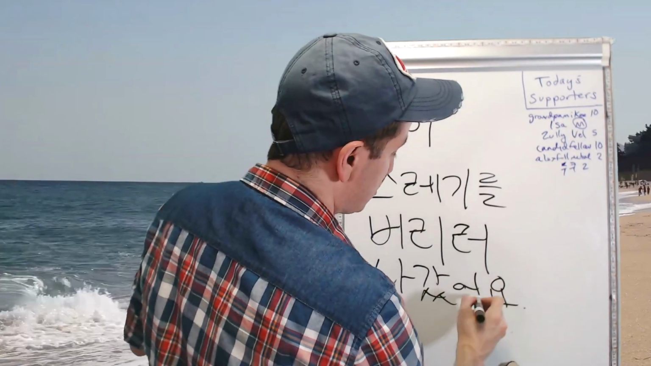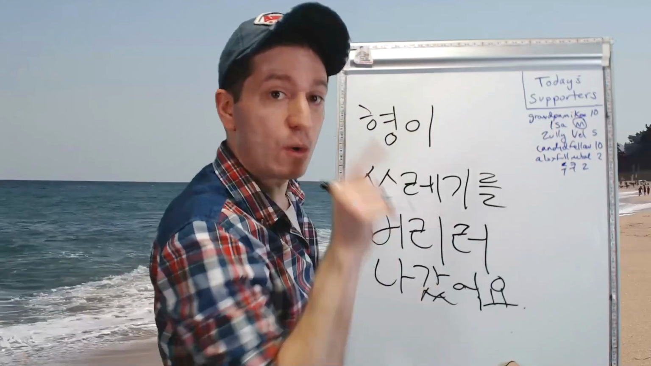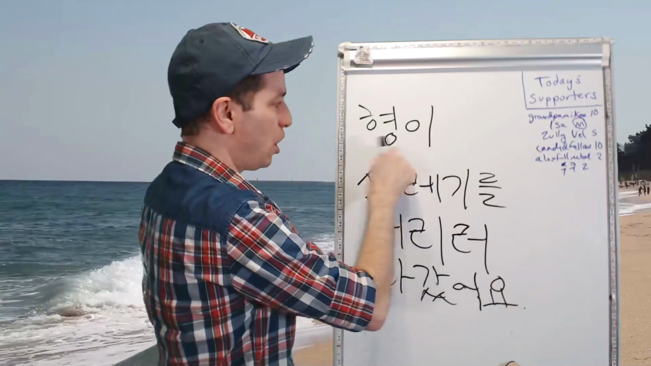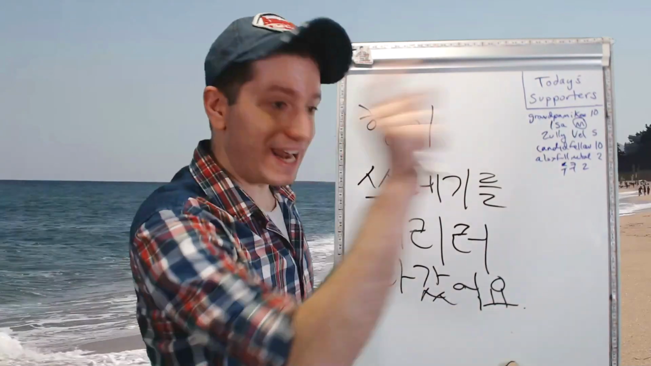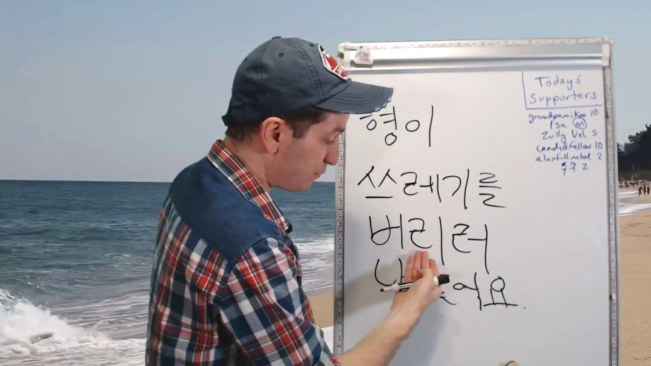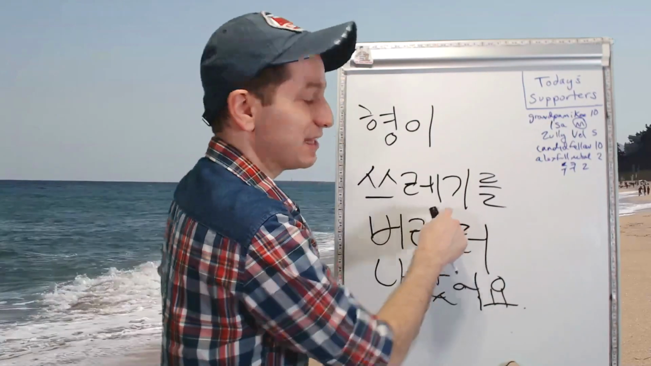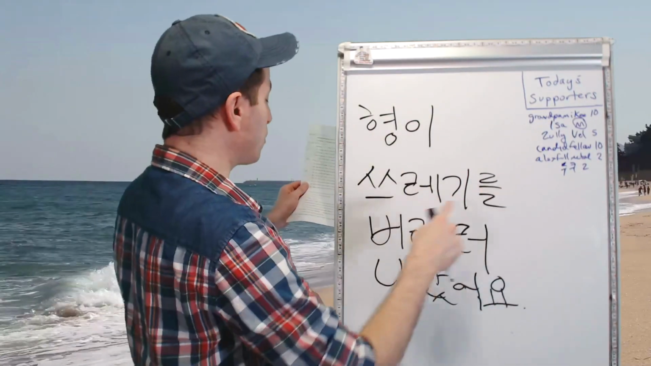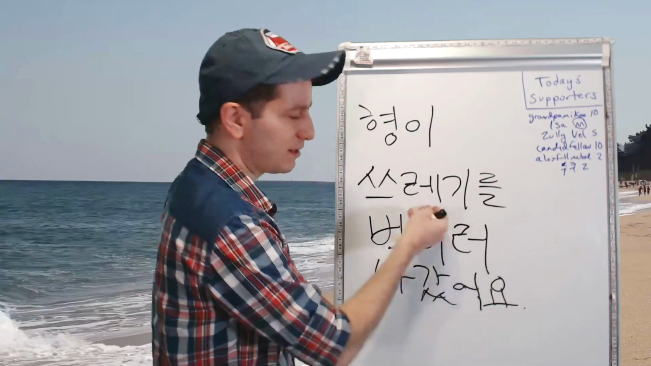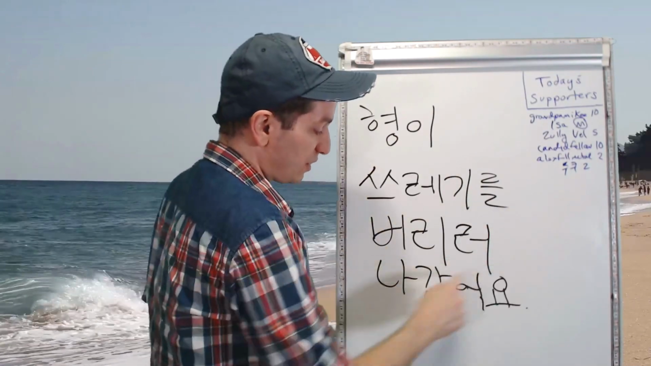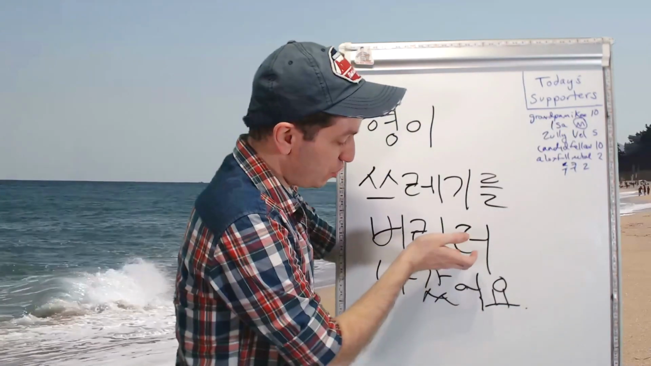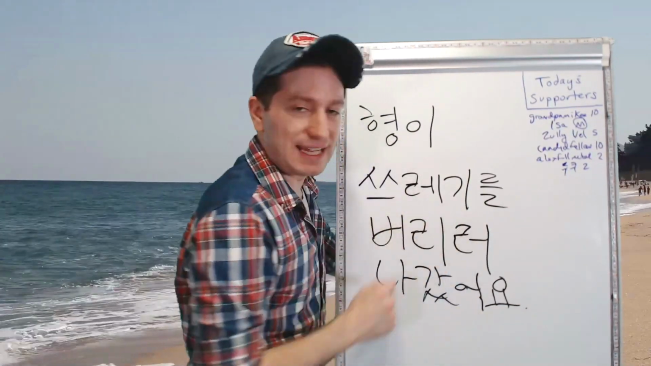나가다, as I said, is to go out, to go somewhere else. 형이 쓰레기를 버리러 나갔어요. My older brother went out in order to throw away, or for the purpose of throwing away, 버리다, 쓰레기, the trash. 형이 쓰레기를 버리러 나갔어요. So my older brother, 형, went outside to throw away the trash.